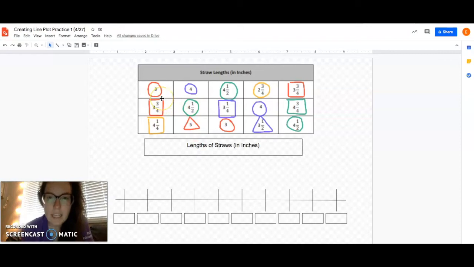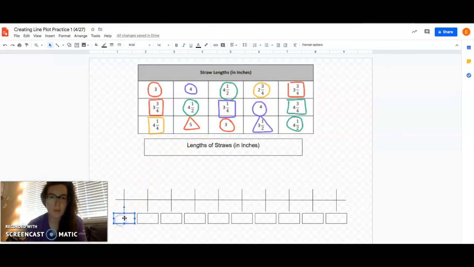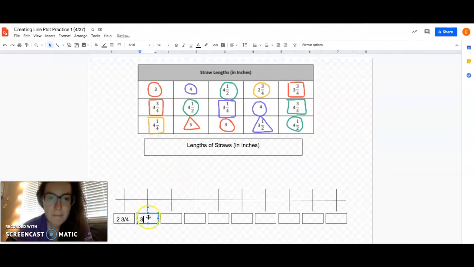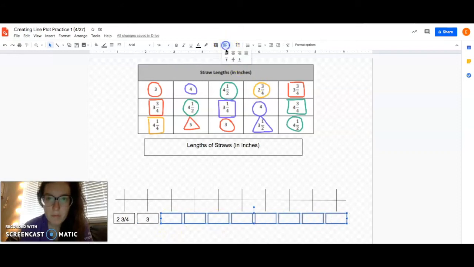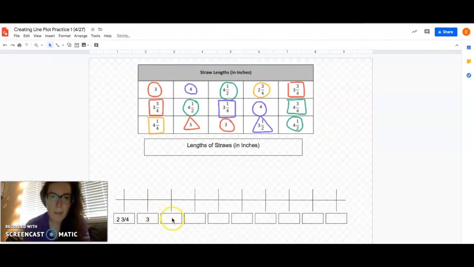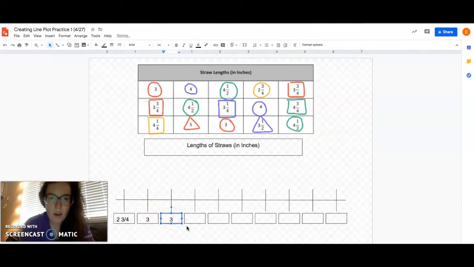So, looks like my smallest one here, if I look at my whole numbers, I see 2, I see 3s, I see 4, and I see 5. Okay, so I'm going to start with the one that has 2. 2 3/4. Then 3. Let's make that center. There we go. Fix that problem. Okay. Now I see 3 1/4.